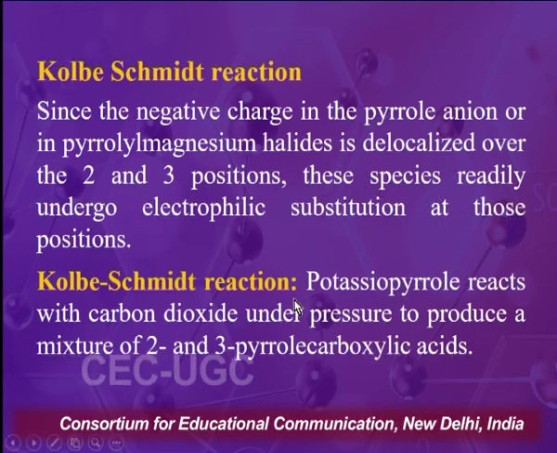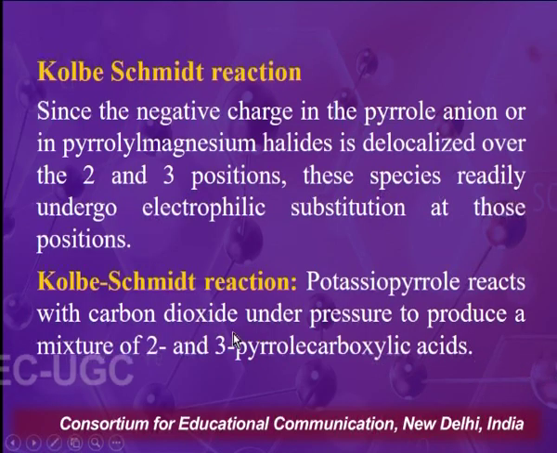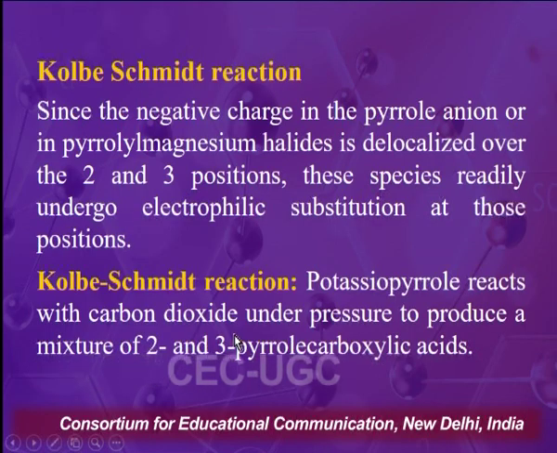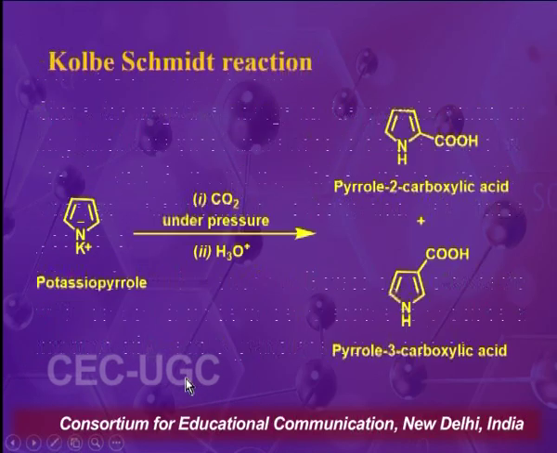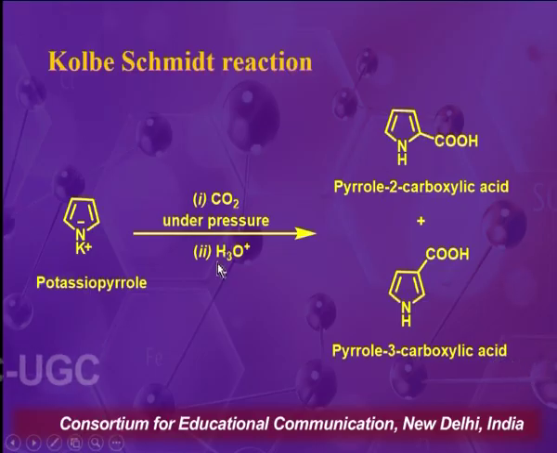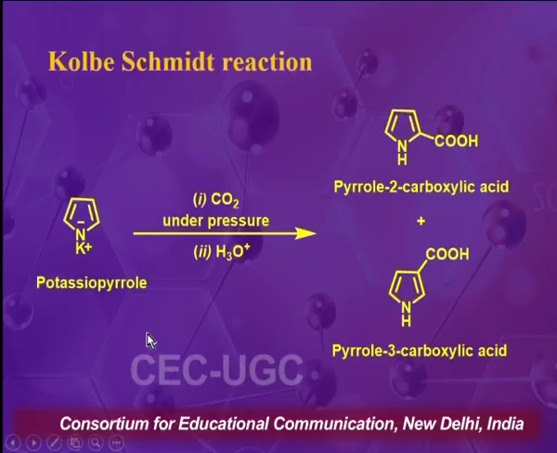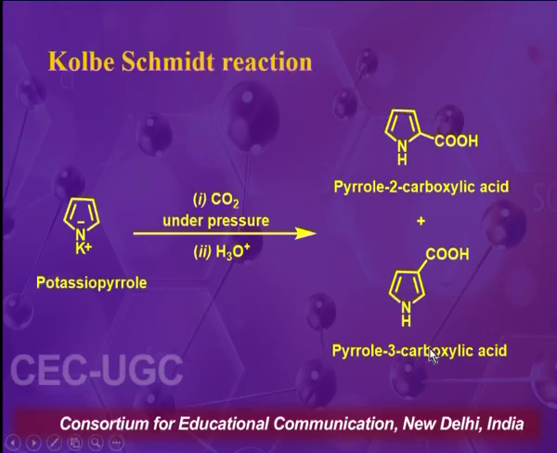So the first example from this category is the Kolbe-Schmitt reaction. In this reaction, potassiopyrrole reacts with carbon dioxide under pressure to produce a mixture of 2 and 3 pyrrole carboxylic acids. So you can see the reaction here that potassiopyrrole is reacting with carbon dioxide under pressure followed by hydrolysis, and it is producing pyrrole 2-carboxylic acid and pyrrole 3-carboxylic acid.